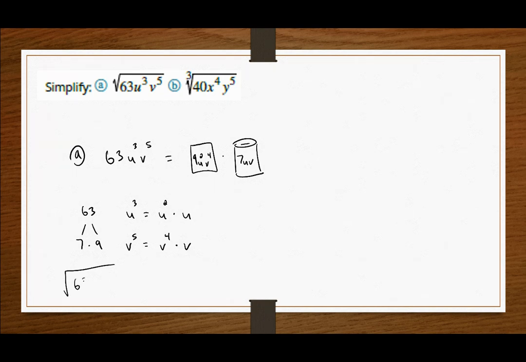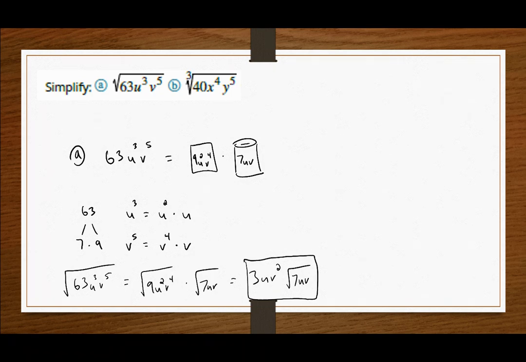We take 63 u to the 3rd, v to the 5th, and split it up into the square root of the perfect square factors times the non-perfect square factors. What's the square root of 9? 3. Square root of u squared is u. Square root of v to the 4th is v squared. Our trash factors stay underneath the radical, and so there we have our solution.